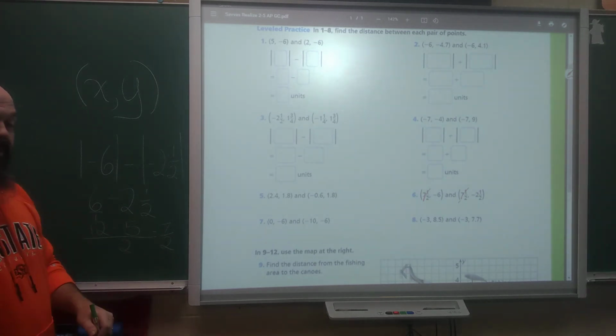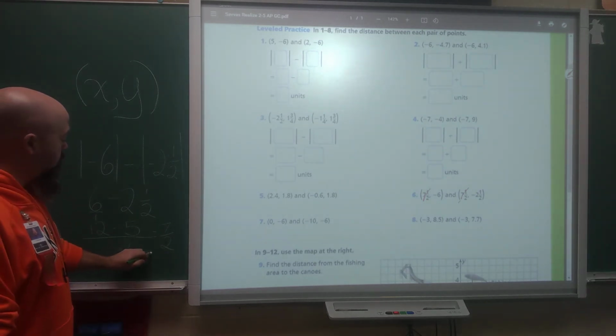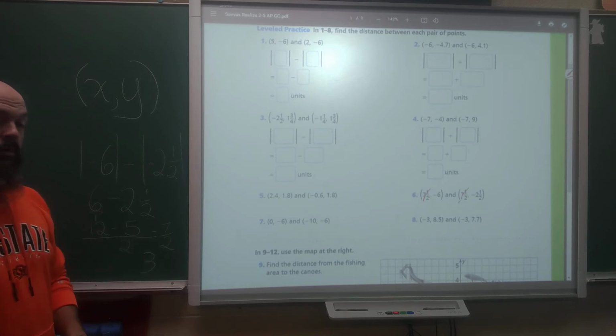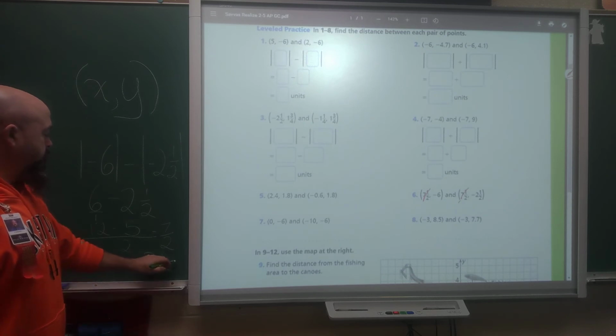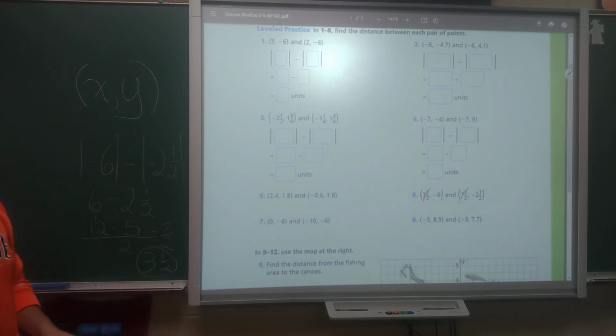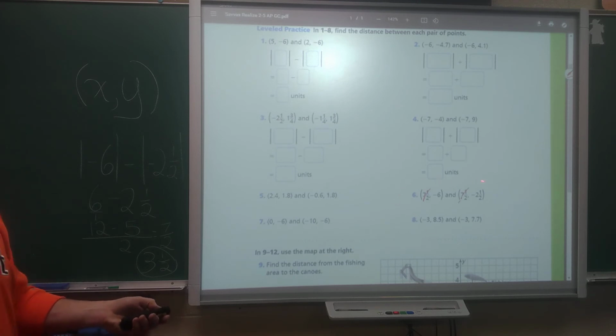Let's convert that back into a mixed number. 2 into 7. How many times? You're right, 3. What's left? 1. Squeaky chalk today. Okay, so that was number 6.